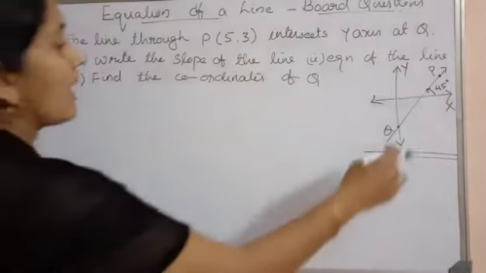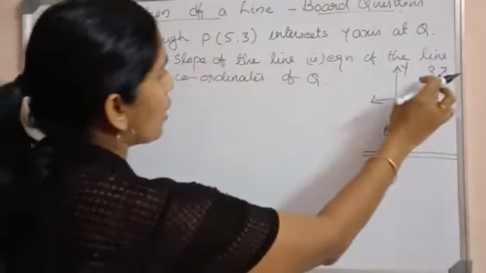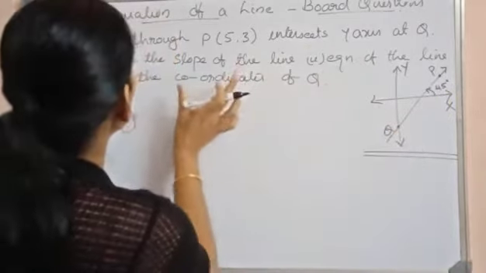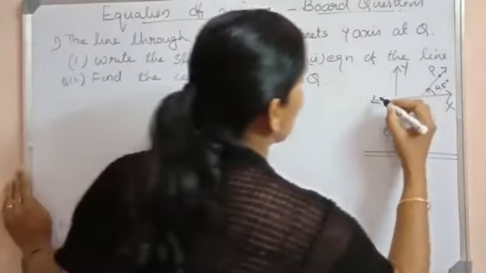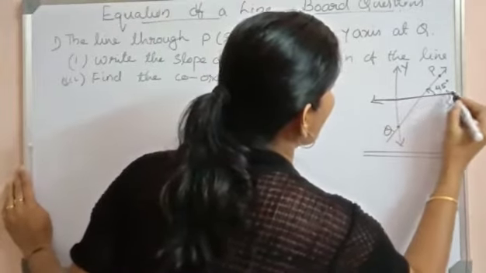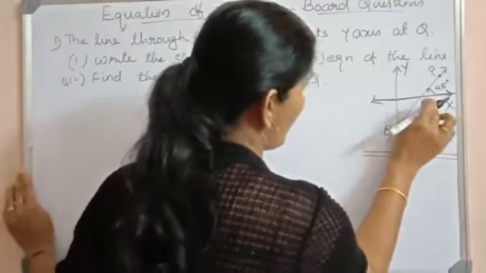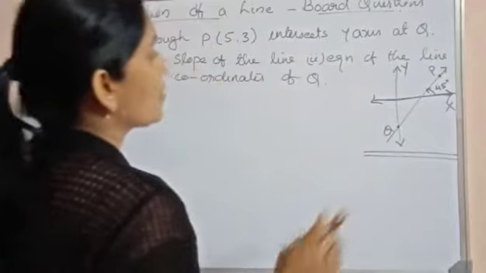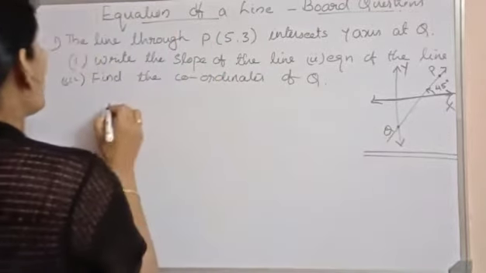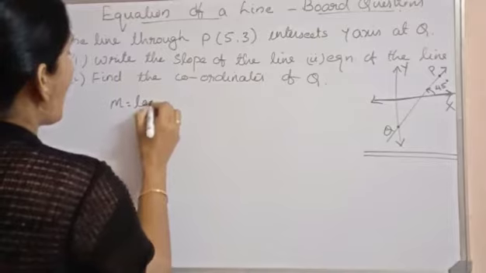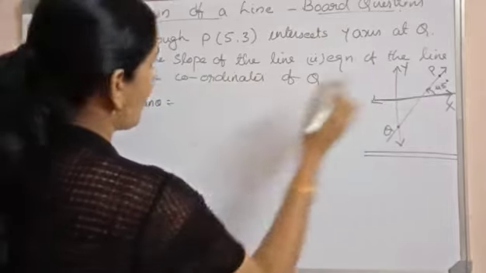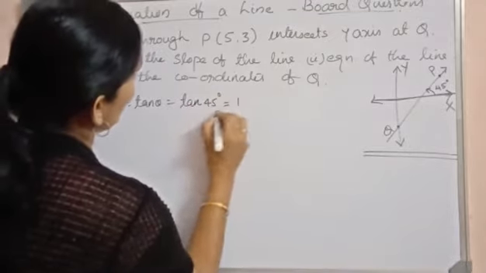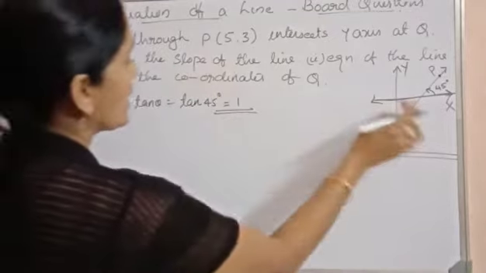Here it is given that the line is passing through the point P and it intersects the y-axis at Q, and we need to find the slope first. If you look at this diagram, you can see that the angle given here is 45 degrees, in the anti-clockwise direction. So, we can find the slope by using the formula m is equal to tan theta, and theta is 45 degrees here. So, that is tan 45 degrees and its value is 1.